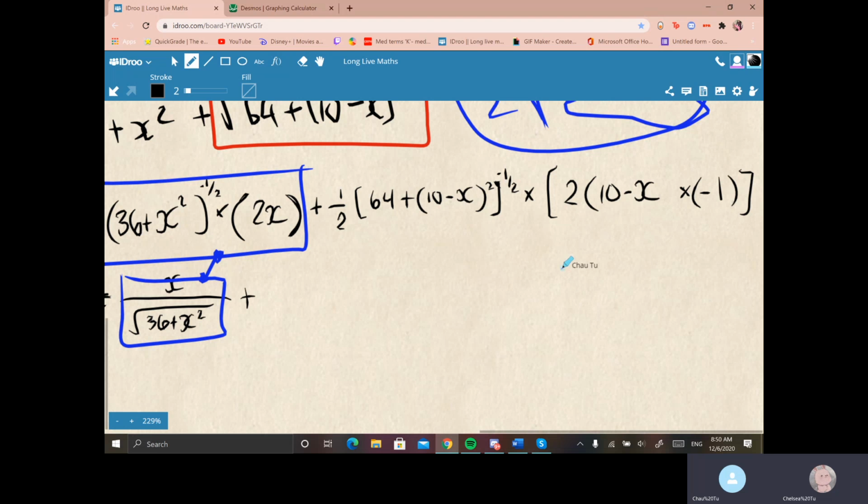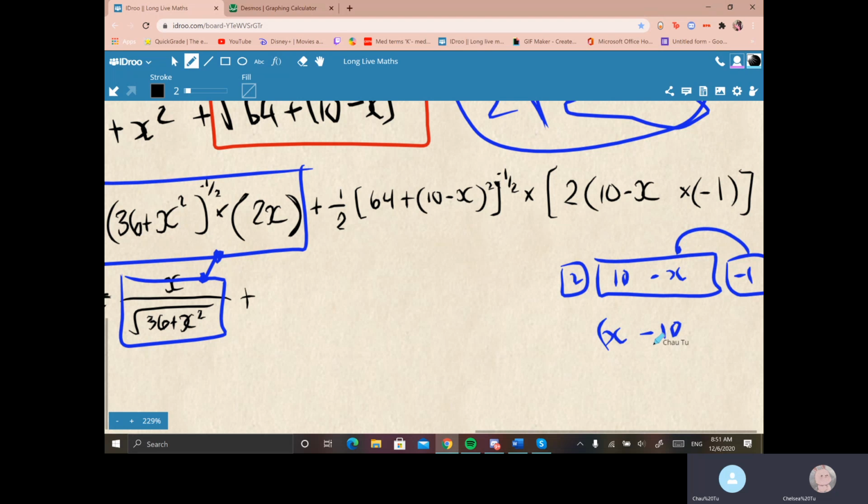You've got a block of 2 and a block of 10 minus x, right? And then you've got it times -1, right? Let's merge these two together so it becomes x minus 10, like that. Is that okay? Yay or nay? Okay. And then that becomes 2x and -20. Is that okay?